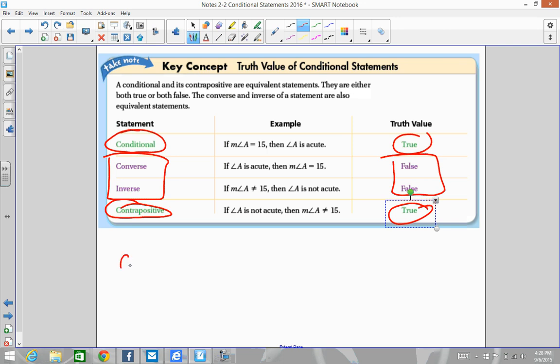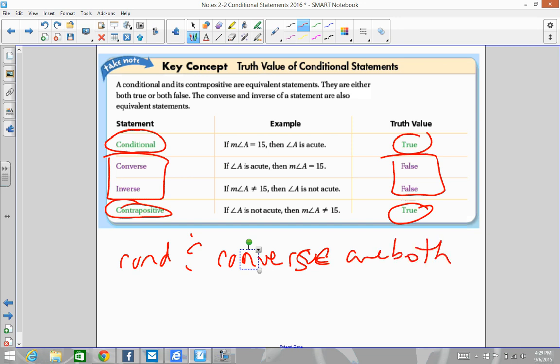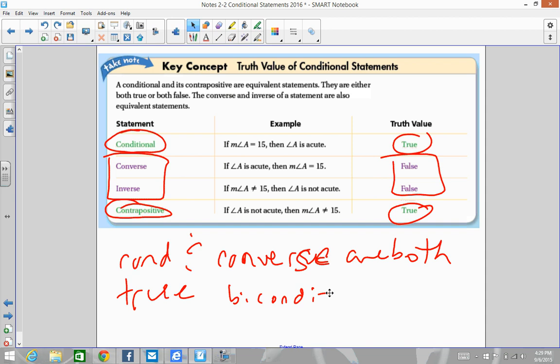If the conditional and the converse are both true, then this can be rewritten as a biconditional, and I will cover that probably at the end of the video. A biconditional statement is a very specific kind of thing where the conditional and converse are both true. That's usually true when we're writing definitions, because our conditional and our converse should both be true. And that's how we know we have a good definition.